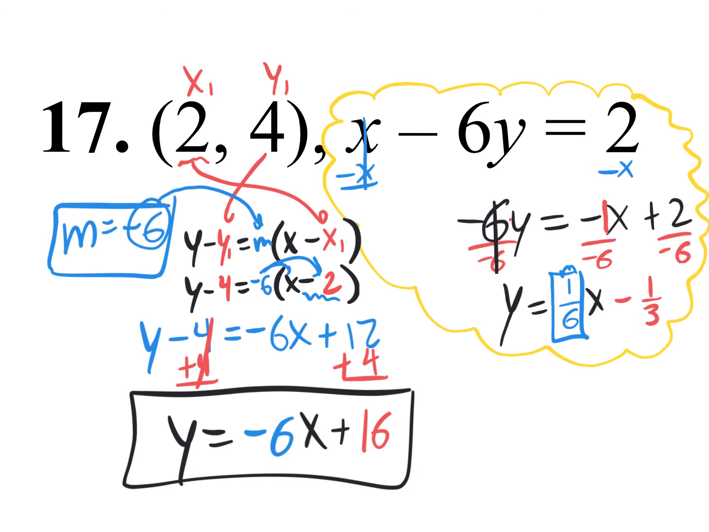If you like that, go for it. But I like seeing a point, seeing a slope, plugging it into point-slope form, and then after that, just distributing and moving, and you'll have it in slope-intercept.